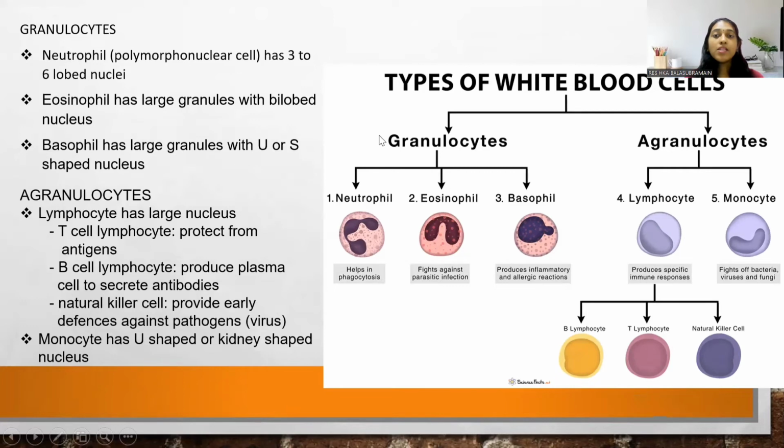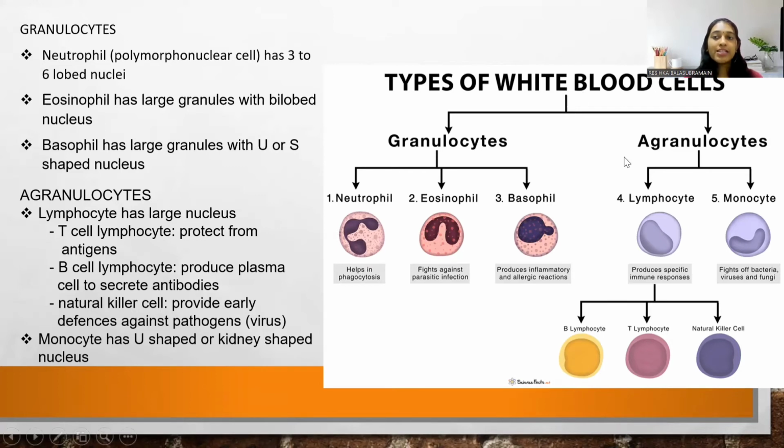Okay, the example of granulocyte is neutrophil, which is also known as polymorphonuclear cell. It has 3 to 6 lobed nuclei. Neutrophil helps in phagocytosis. Eosinophil is another example, which has large granules with a bilobed nucleus. This fights against parasitic infection. Another example is basophil, which also has large granules with a U or S-shaped nucleus. This produces inflammatory and allergic reactions.